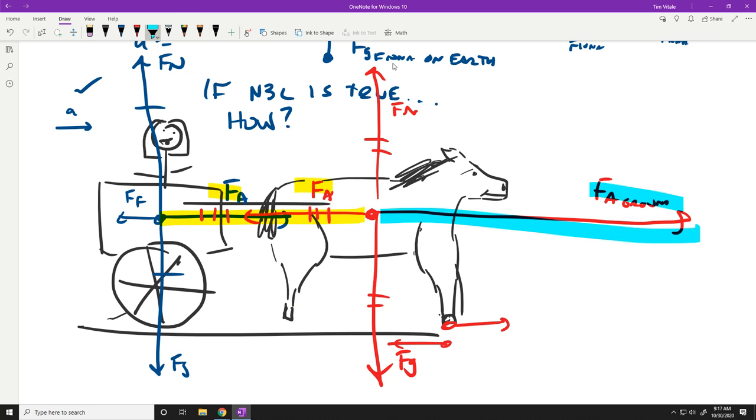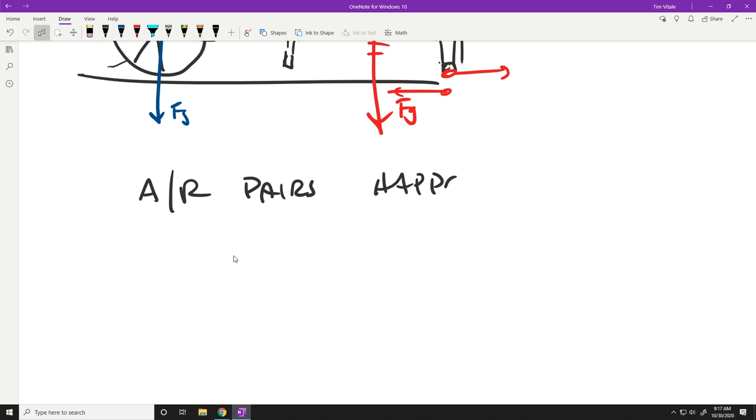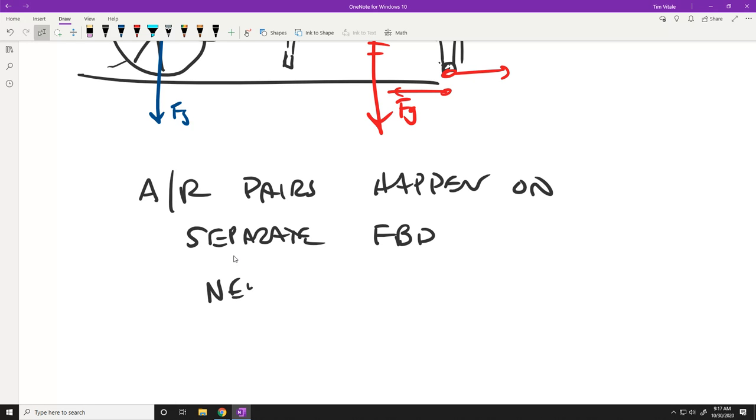All right, so that's how we get around that, and so the main point here is that action-reaction pairs happen on separate free body diagrams, which means they can never cancel. All right, so that's kind of just me addressing all the misconceptions with Newton's third law.